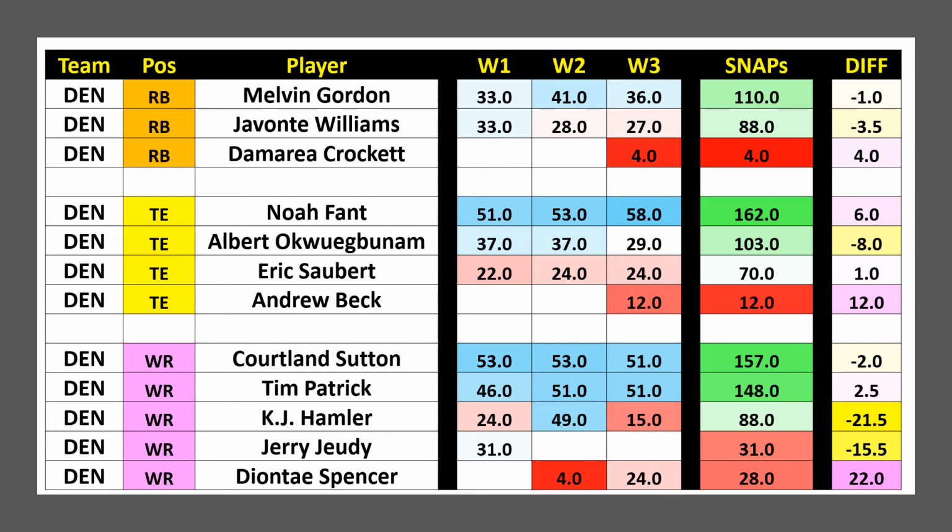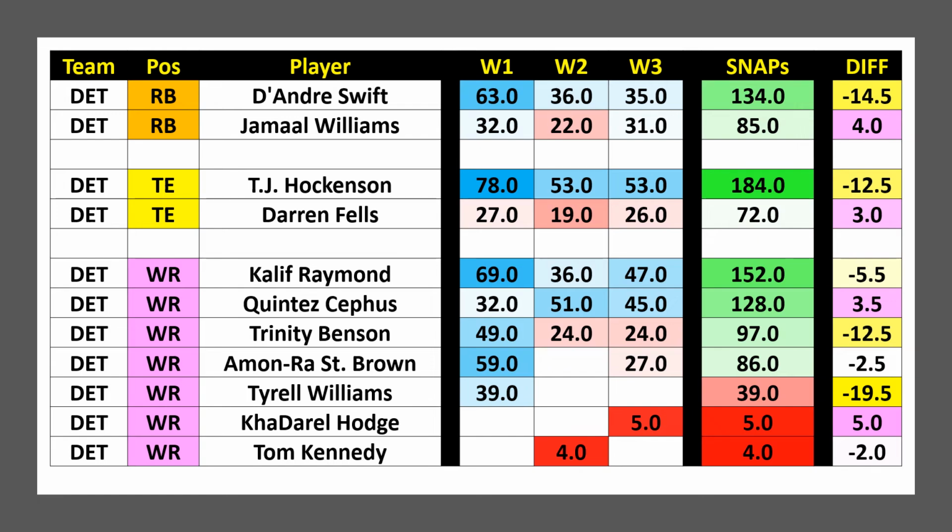Fant going up 6, that's good. Patrick is probably out there. Sutton's probably taken. Hamler's gone for the year. Spencer, he's probably going to go up a little until Judy gets back. Swift and Jamal are equal. So look, week 1, the difference. But Swift really did some good snaps and good scoring, but still went down.